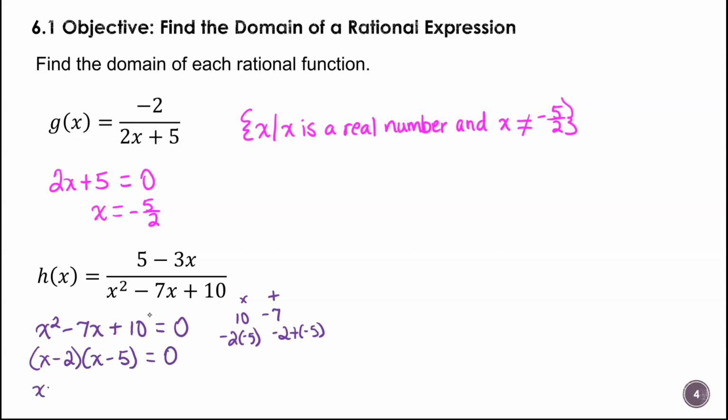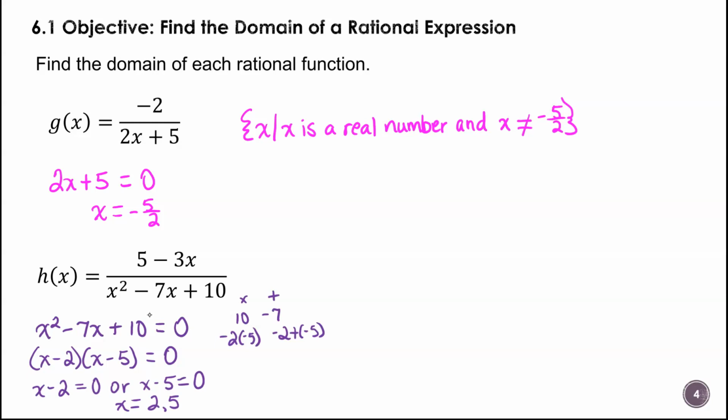So that means that my two solutions for this particular trinomial would be 2 and 5. And so those are the two values I must exclude from my domain, right? My domain cannot include a 2 or a 5 because either of those would make this denominator 0.